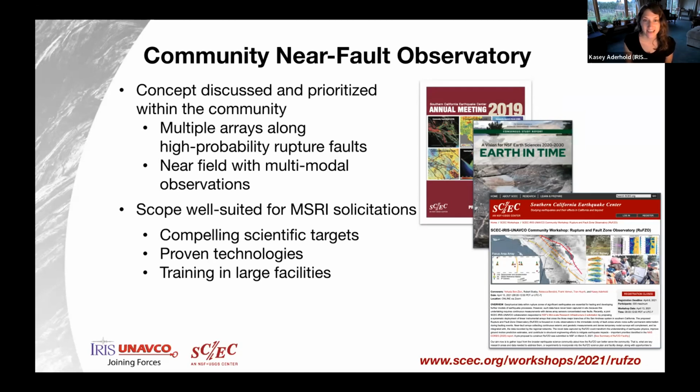Thank you for joining us today and welcome to this Community Near Fault Observatory breakout session on spatial variations of rock properties and deformation processes across rupture zones. I'm Casey Adderhold, Project Associate at Incorporated Research Institutions for Seismology.